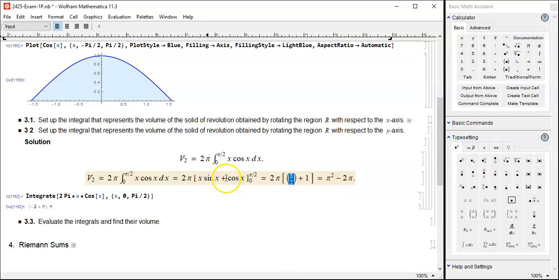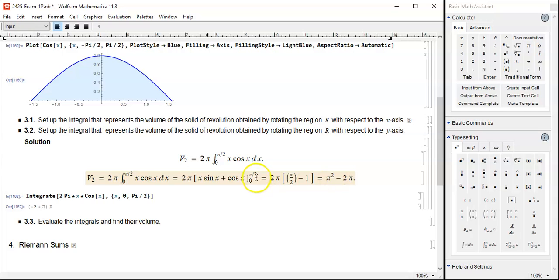And then plug in pi over 2 over here, that's 0, so I don't have anything. And plug in 0 now, sine of 0 is 0, so that part drops out. And minus cosine of 0, that's going to be minus 1. Why am I having positive here? Sorry about that. Minus 1.